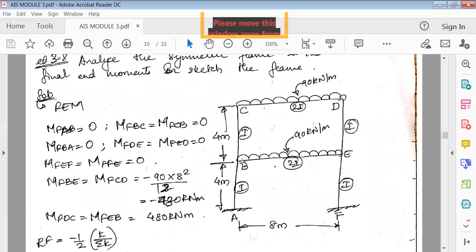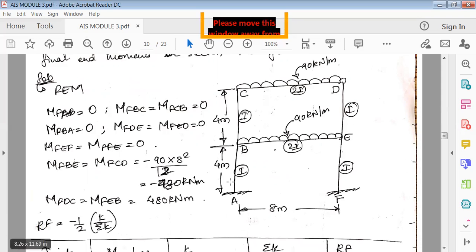So MFBE and MFCD are equal to minus WL square by 12, so it's minus 480. Similarly MFEB and MFDC, seen from the left side, are plus WL square by 12, so it's 480 kilonewton meter. That's the first thing. Fixed end moments occur only when there is load acting on it. Next is the rotation factor.